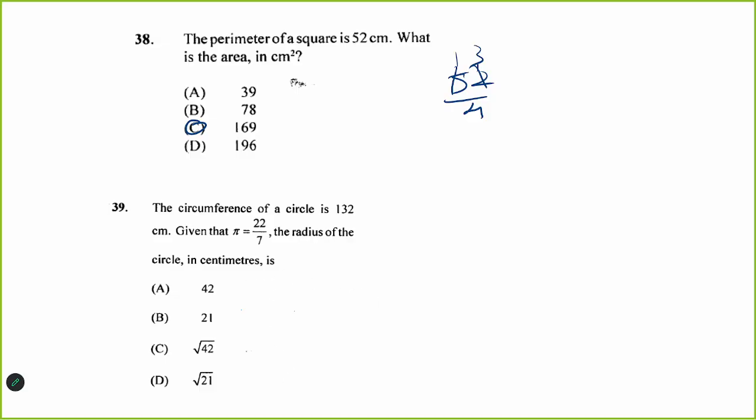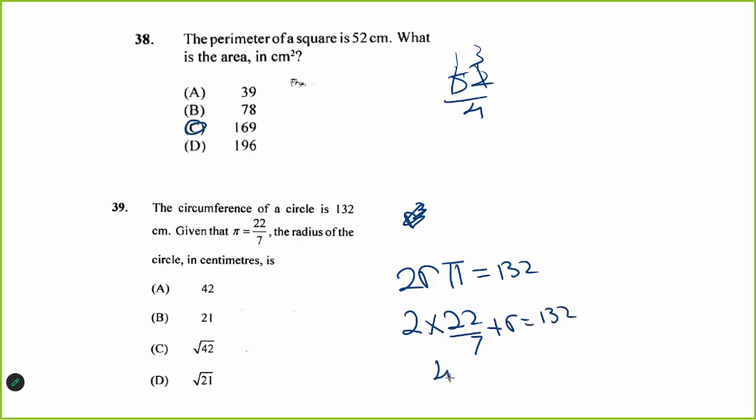This one here, last one, the circumference of the circle is 132 centimeters. Given that pi is 22 over 7, the radius of the circle in centimeters is, okay, circumference is 2 radius by pi is 132. So that is 2 multiplied by 22 over 7 multiplied by radius is 132. That's 44 over 7 multiplied by radius is 132. So radius is 132 divided by 44 over 7, which is 132 over 1 multiplied by 7 over 44.